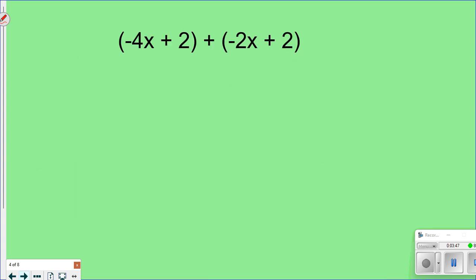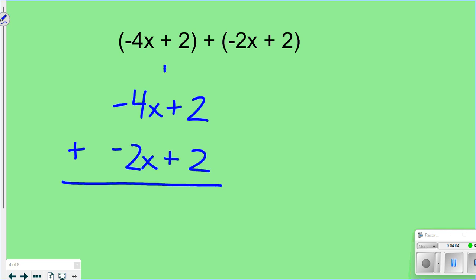So here's my next one. I have negative 4x plus 2 plus negative 2x plus 2. I'm just going to do the first way. I'll do the first way for this one, and then the next way I'll do the second way that I did. Okay, plus negative 2x plus 2. Okay, I'm going to put a line down the middle here. And then I have positive 2 plus positive 2, and I know that's a positive 4. And then I have negative 4 plus negative 2, and that would be a negative 6x. There's my answer. Can't go any farther.